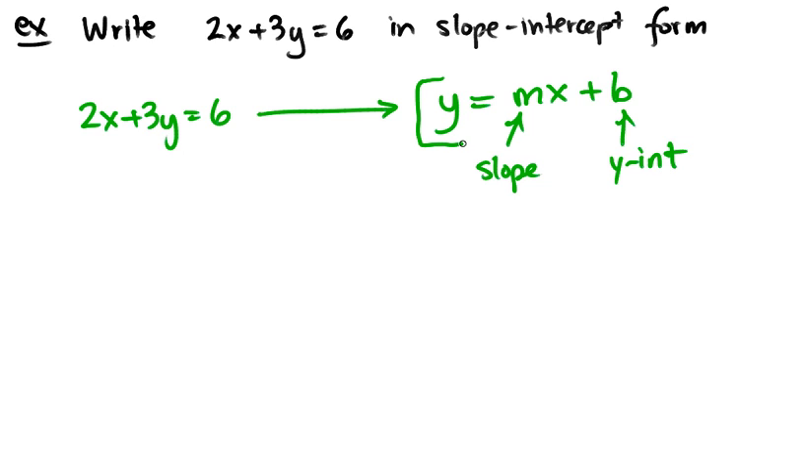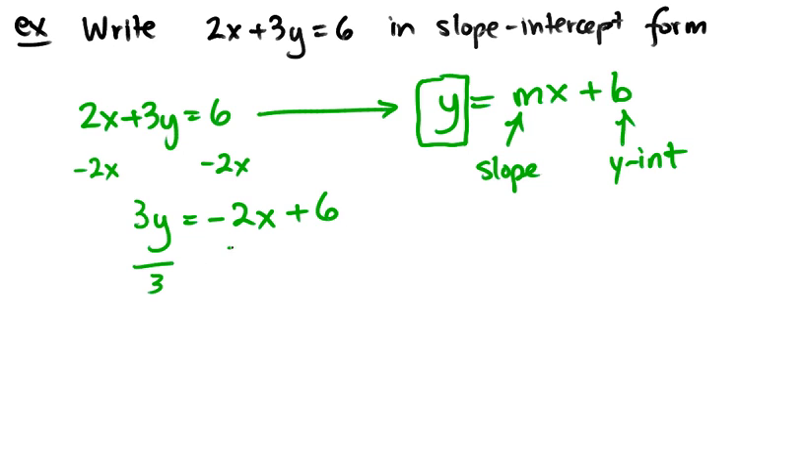The idea is we want to get y by itself. So the first step is to take away 2x from both sides. By doing that, you get 3y by itself, and on this side minus 2x plus 6. And then you can divide everything by 3, so divide each term by 3, and you're left with y equals, leave this as a fraction.